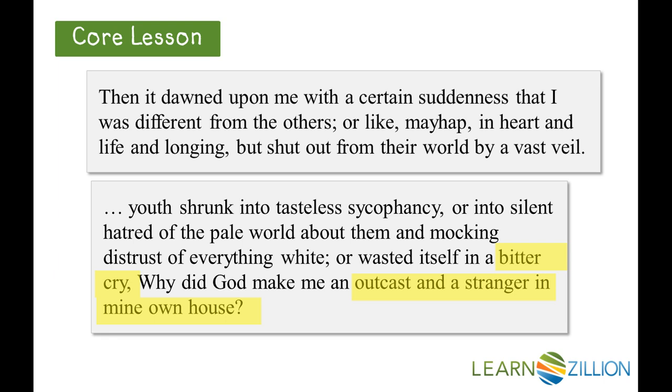Now there's another place where I could use this, where he says, "Then it dawned upon me with a certain suddenness that I was different from the others, or like mayhap in heart and life and longing, but shut out from the world by a vast veil." Shut out from the world by a vast veil. This also shows the same things, that racism is a huge problem, and it shows the hurt and anger that goes along with this. Now I could talk about the veil, but I may want to use this later in the paper, and it doesn't show as much desperation and power, I think, as the second quote, which really draws a picture of a desperate person, one who would call upon God saying he is unwanted on earth.